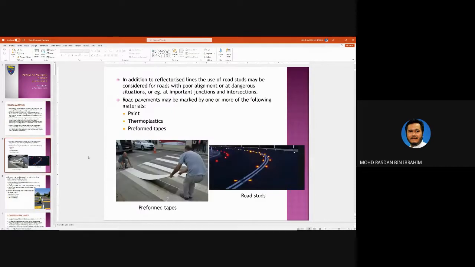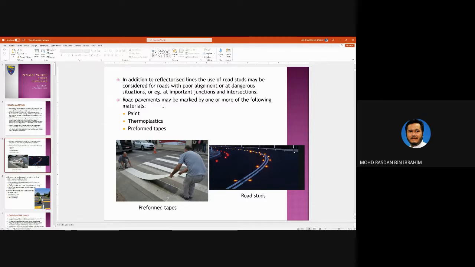In addition to reflectorized lines, road studs can be used. So these are road studs, or some people say cat's eye. Cat's eye actually is the semicircle one. This one is road studs. But in practice they are used interchangeably. Some people say road eye, but they are referring to this kind of product.